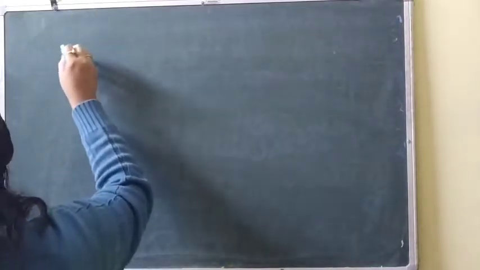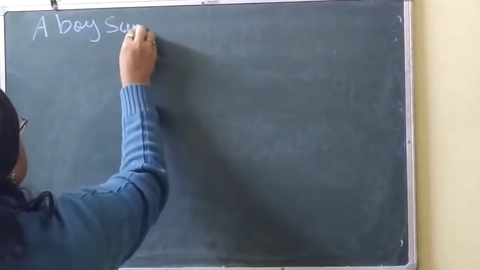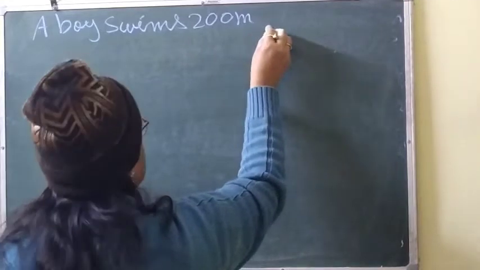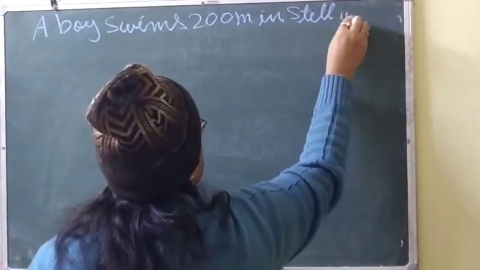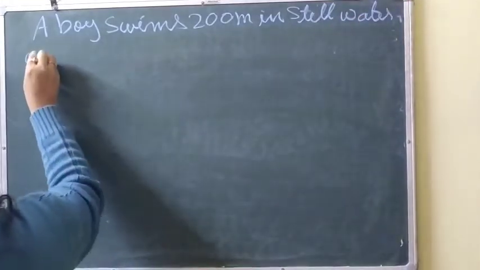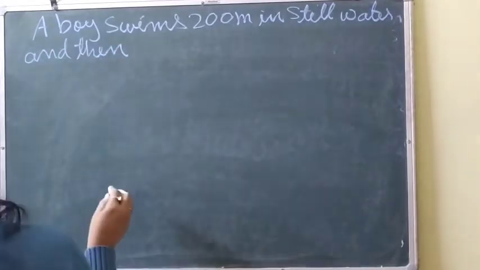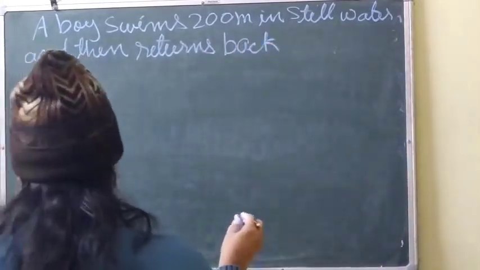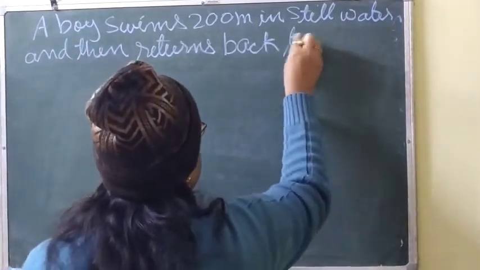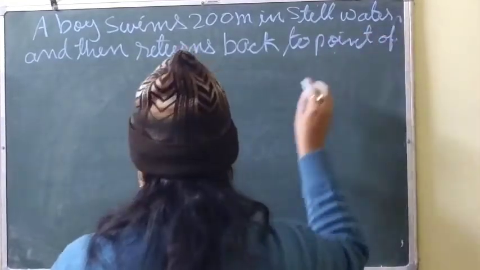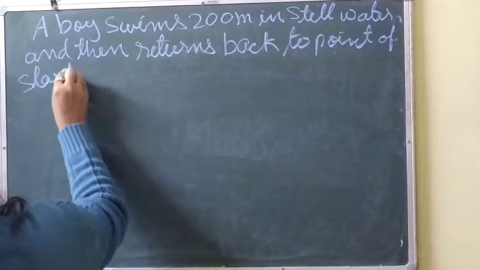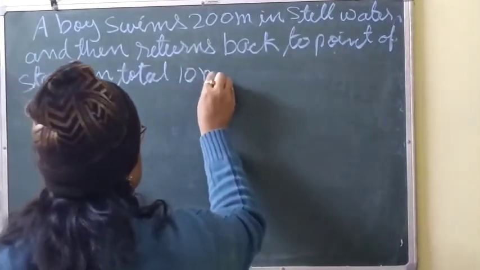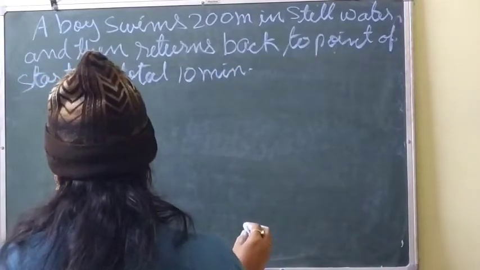Now, next question. A boy swims 200 meter in still water and then returns back to point of start in total 10 minutes. Find the speed of his swim.